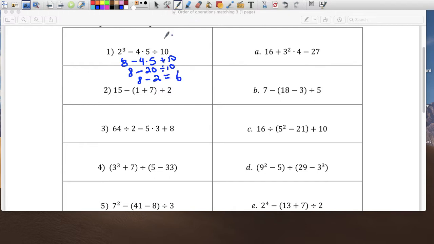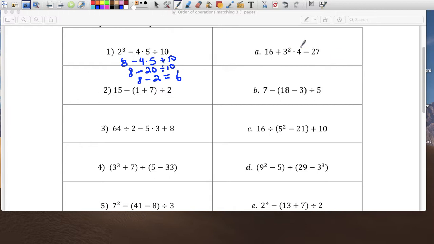Okay, so why did I do multiplication here instead of division? It's because it came first from left to right. It's not because M comes first in the acronym, that has nothing to do with it. When you have a choice between multiplication and division, it's whoever comes first from left to right.